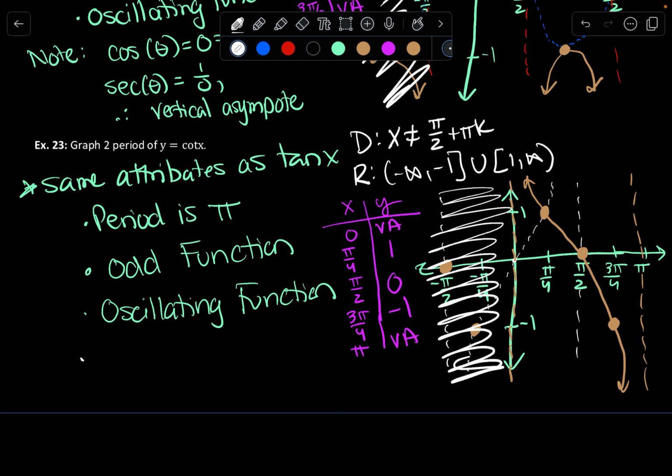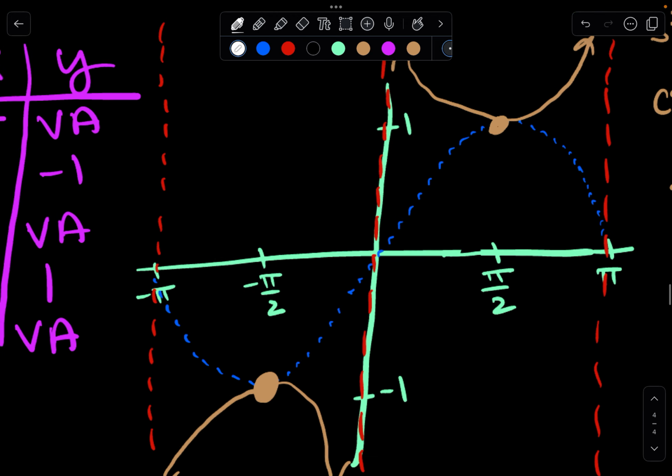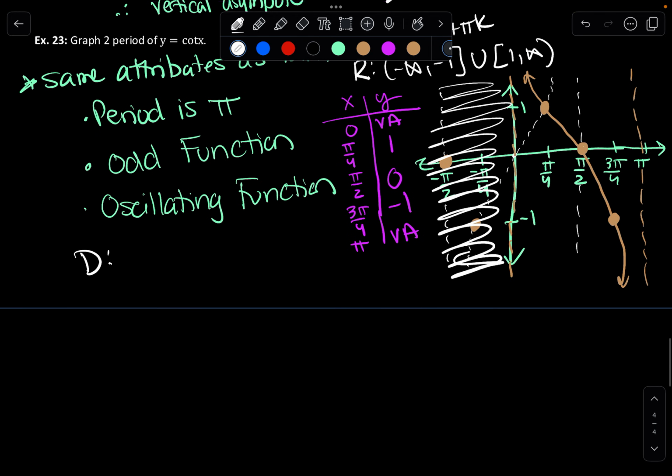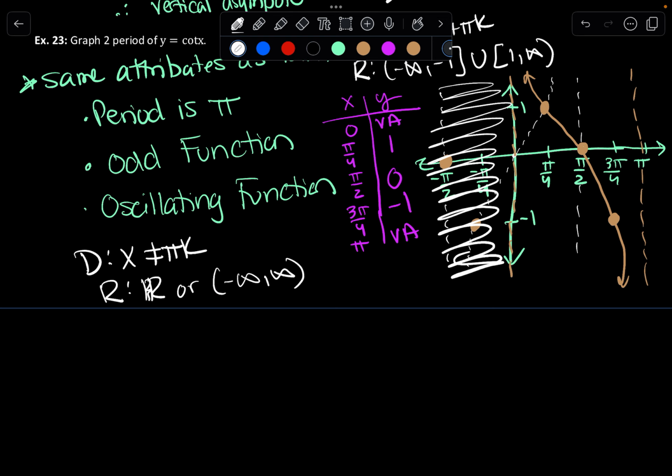The domain for this is going to be the same as cosecant because we have that vertical asymptote on the vertical axis. So it's going to be x cannot equal pi k. And then the range is going to be all real numbers, or you can say -infinity to infinity. You can say either one, but you have to recognize both.